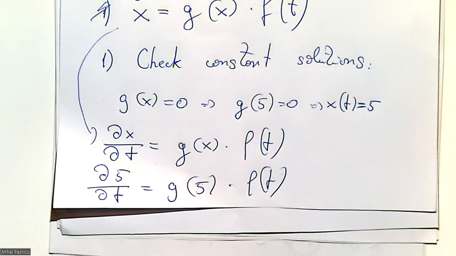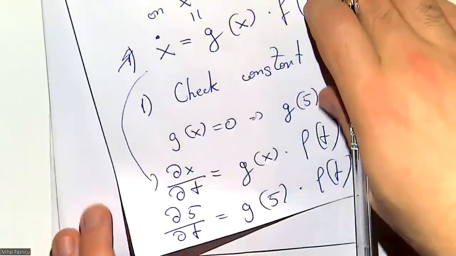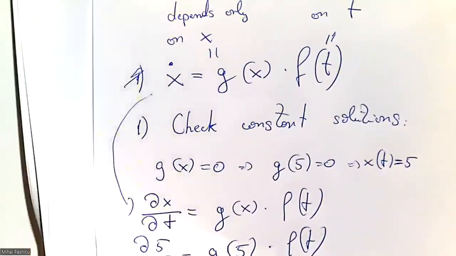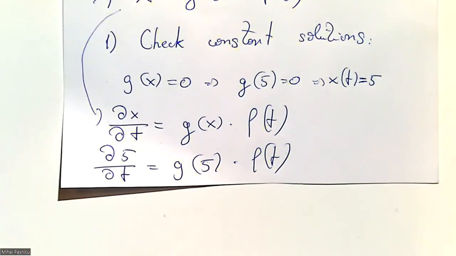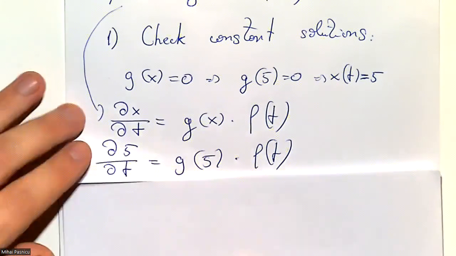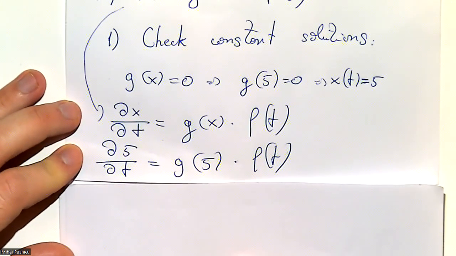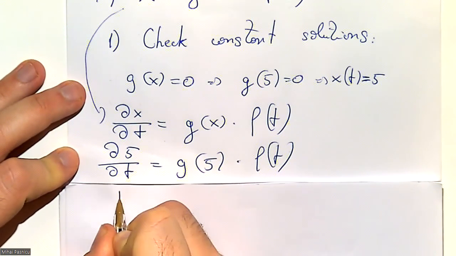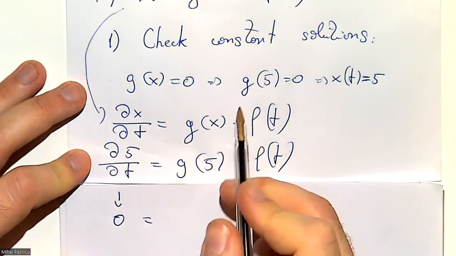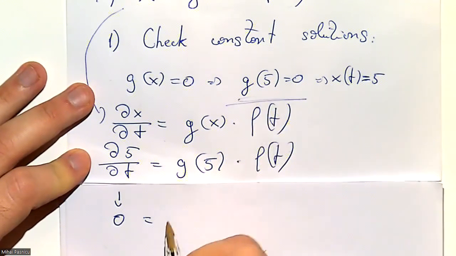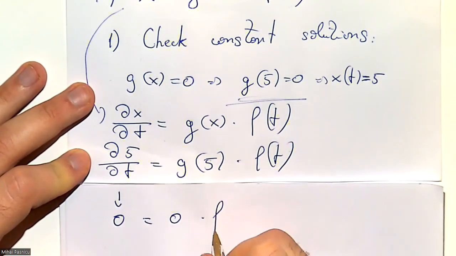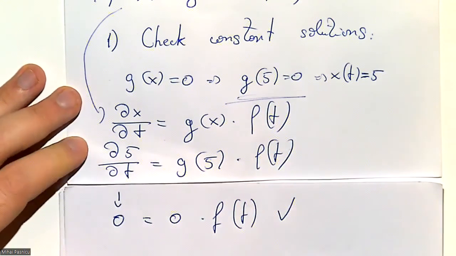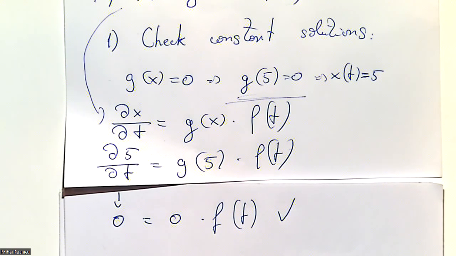Let's try for 5. Why does the solution work? Well, what's the derivative of 5 with respect to t? That's just 0. 5 is a constant, right? So this is just going to be 0 is equal to g of 5, which is 0 because that's how I found it, times f of t. And this is true. So that's why this is a solution in itself.